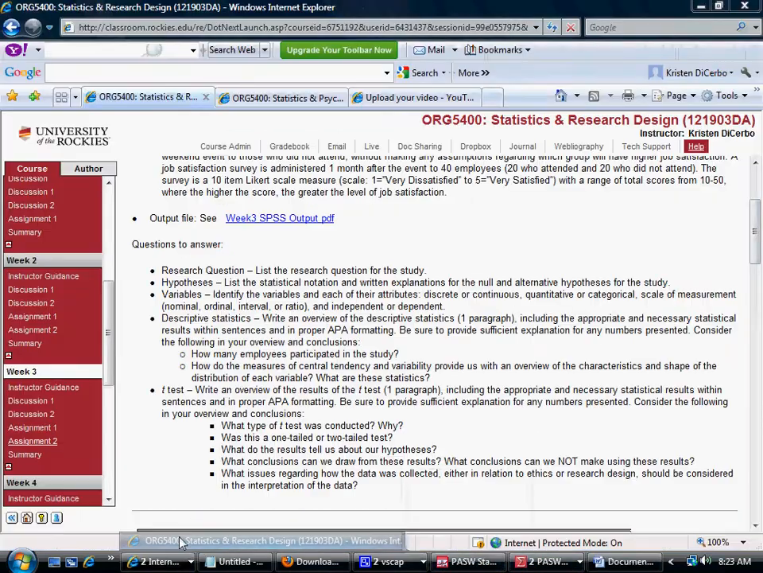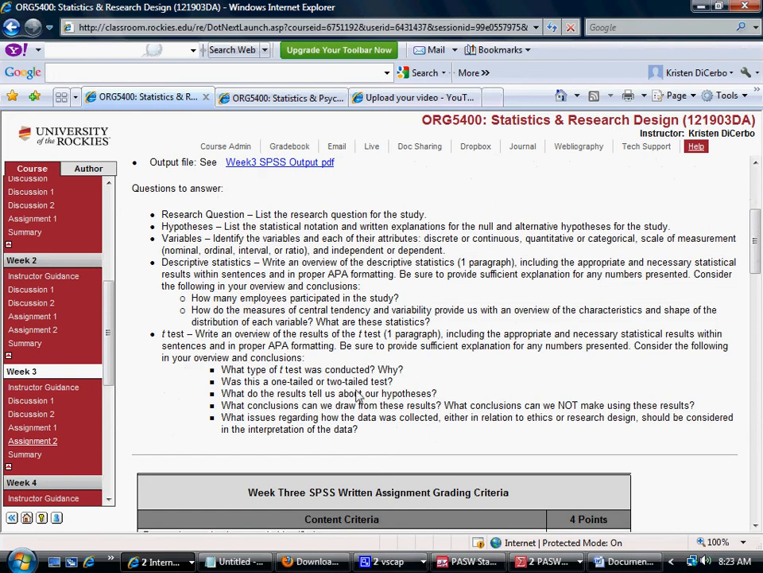All right, so the next piece, the variables. So again, you should be getting used to thinking about the variables. And the descriptive statistics you're going to find just like we looked at descriptive statistics last week. So your mean, your median, your mode, and your variability, and then you're going to look at that shape of the distribution. So let's move down to the t-test.